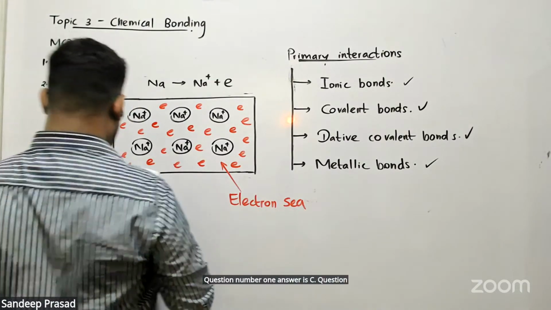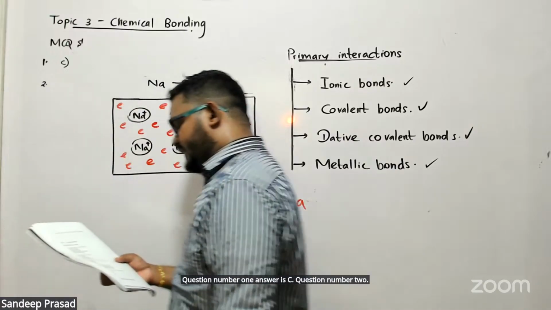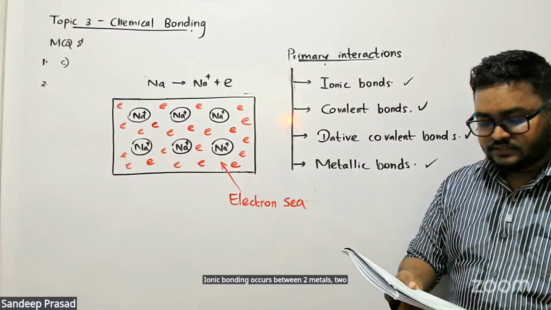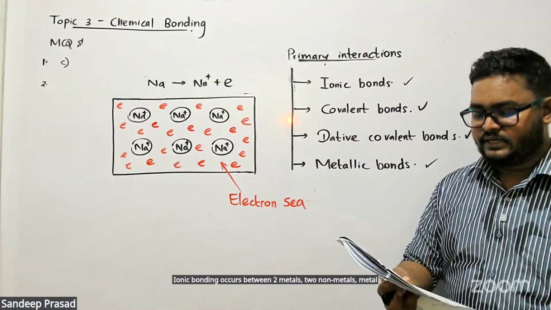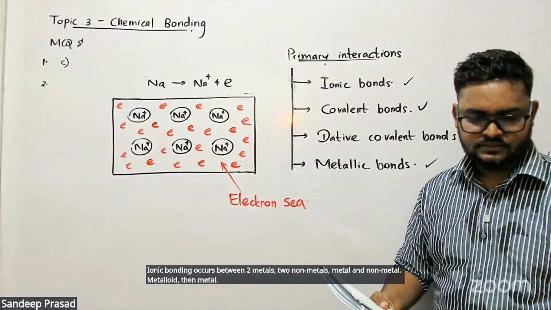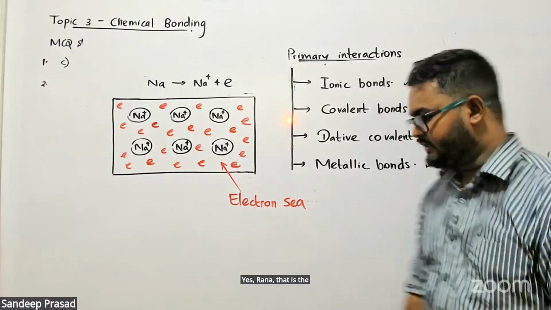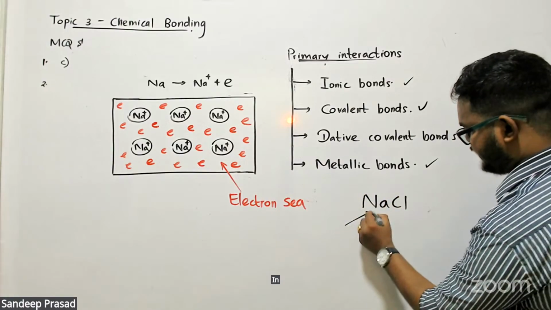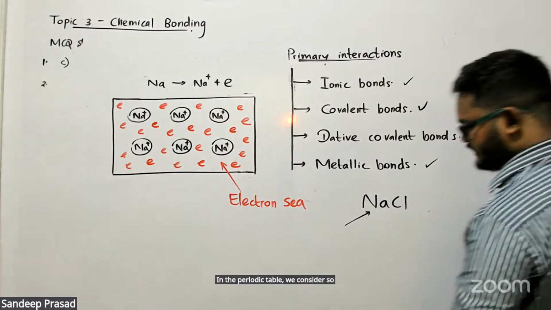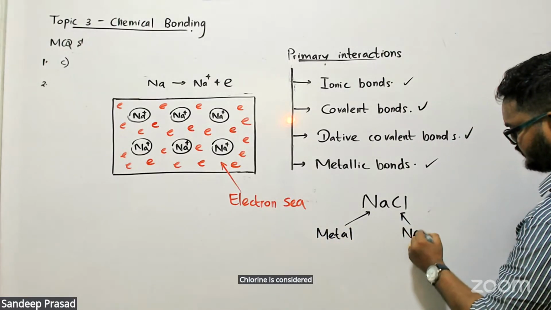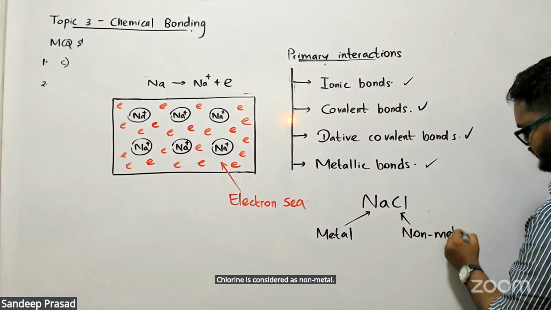Question number 2, ionic bonding occurs between two metals, two non-metals, metal and non-metal, metalloid and metal. Yes, Rana, that is the answer, right? Sodium chloride. In the periodic table, we consider sodium is metal. Chlorine is considered as non-metal. Understood? Right?